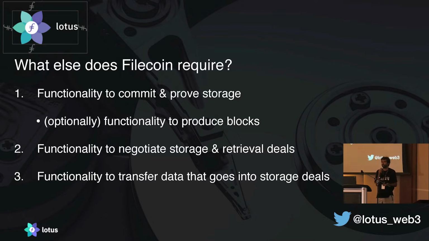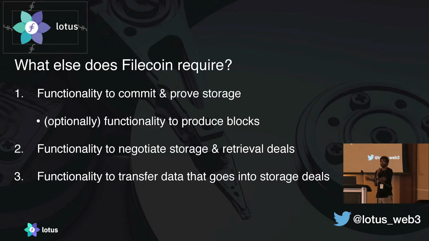The goal of Filecoin is to be able to store humanity's most valuable information, which means if you are implementing Filecoin, you probably want to also be providing this functionality. You want to be providing the functionality to commit and to prove storage. You want to be able to perform storage and retrieval deals, so you're probably receiving data from some storage client, and then sealing that into a sector. Sealing is basically the process of running Filecoin's proof of replication algorithm.